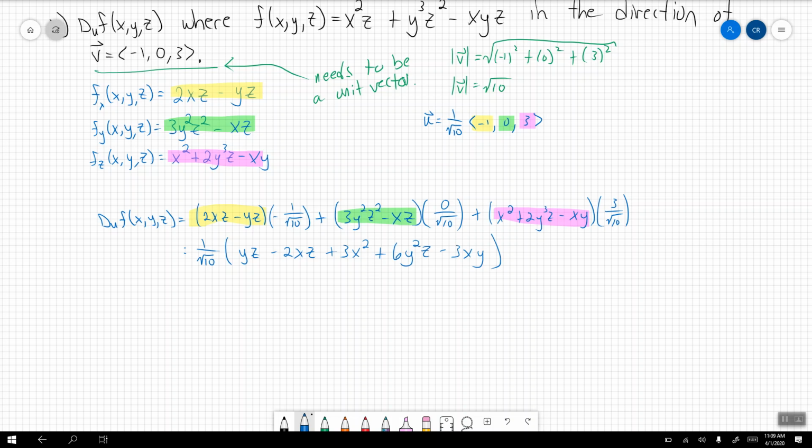Alright, and if we have any like terms, we go ahead and combine them, and as we're looking at this, there should be no like terms, which means this is the final answer. We got nothing else to do here. Awesome. That's it. So these are the two examples that I wanted to illustrate with this directional derivative.